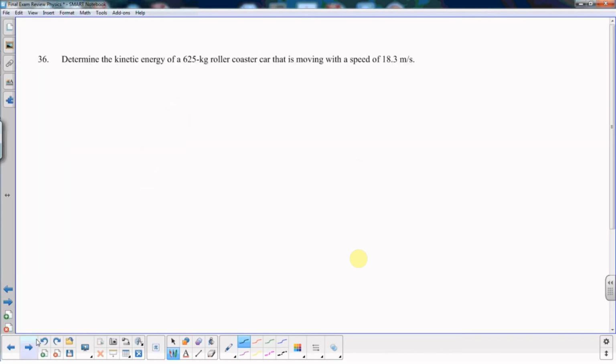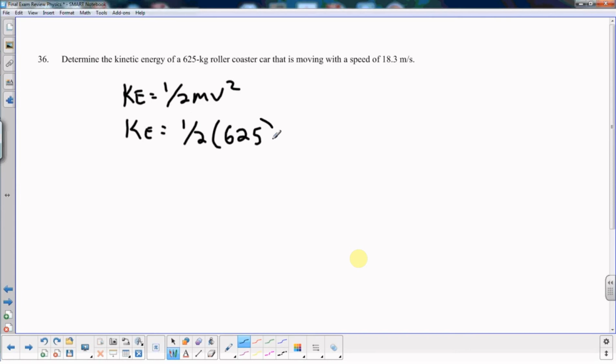Kinetic energy of a 625 kilogram roller coaster that is moving at the speed of 18.3 meters per second. KE on a good day equals 1/2 mv squared. KE equals 1/2 times 625 times 18.3 squared. That will give us 0.5 times 625 times 18.3 squared. That's a big number. That's also a fun ride.